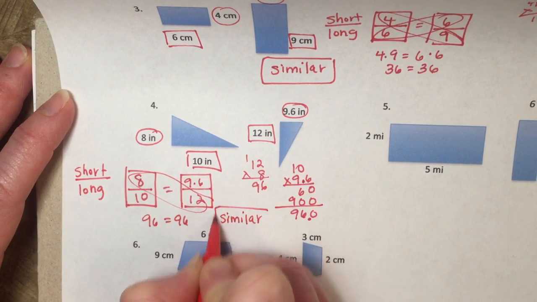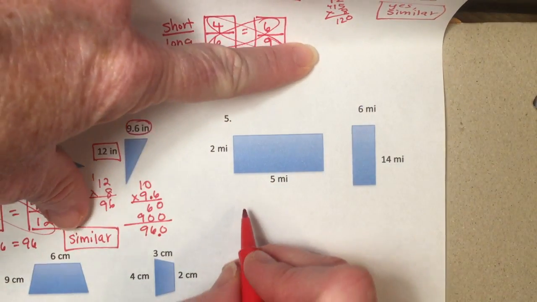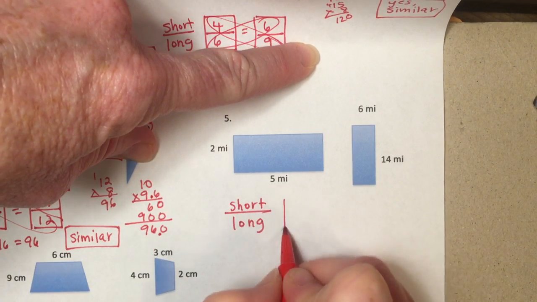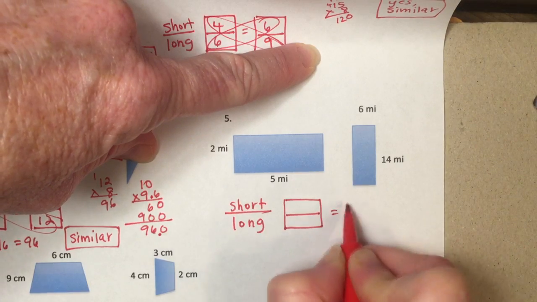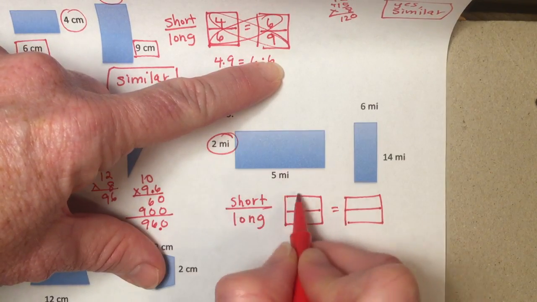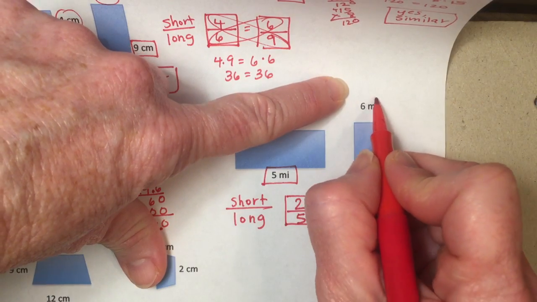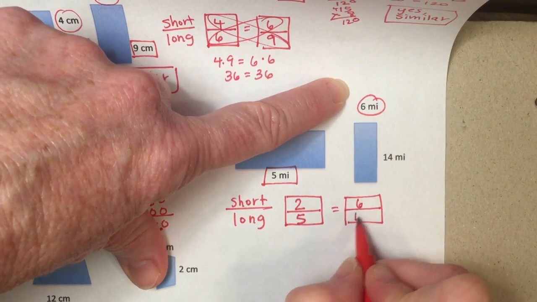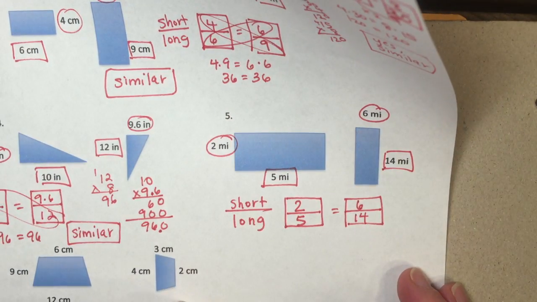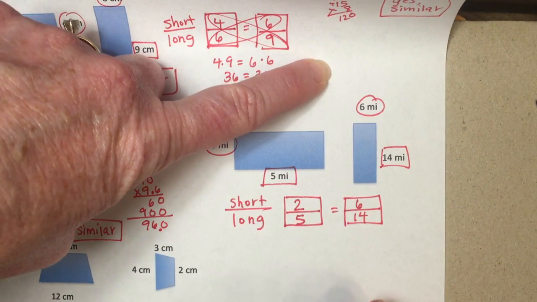In problem 5, I'll do short to long. In the first rectangle, the short side is 2 and the long side is 5. In the second rectangle, the short side is 6 and the long side is 14. Notice that they had sort of moved this rectangle like they had done in a couple of these other problems, but if I'm doing short to long, then that's not going to confuse me.